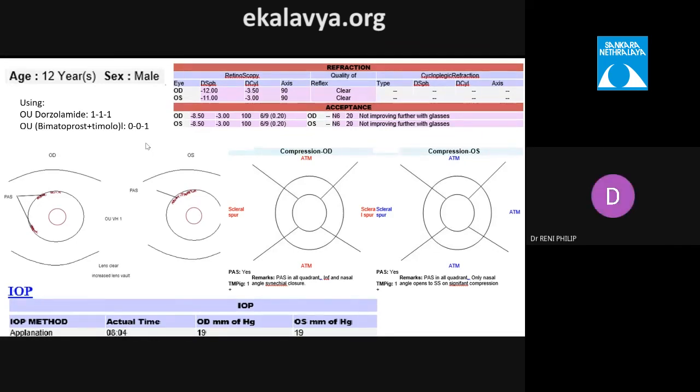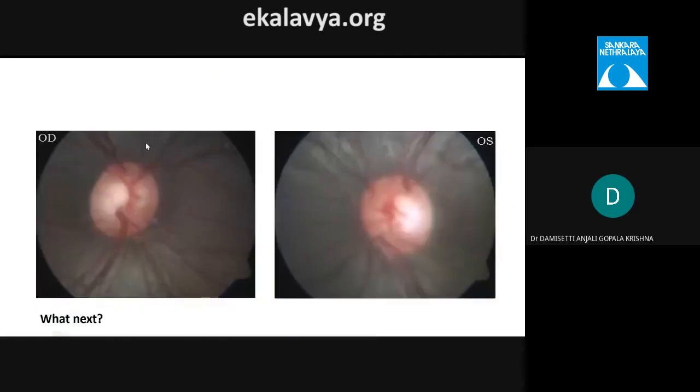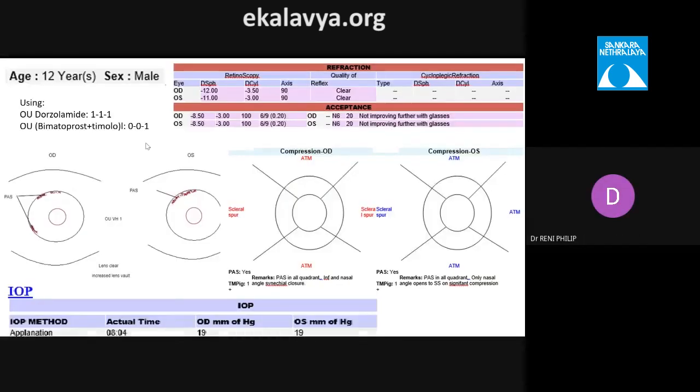Okay, I'll give a hint. You can see that in the anterior segment picture, they've mentioned an increased lens vault. And in the refraction, you can see a high minus. Can someone come up with the diagnosis? Micro. Anybody? Just guess. Micro.